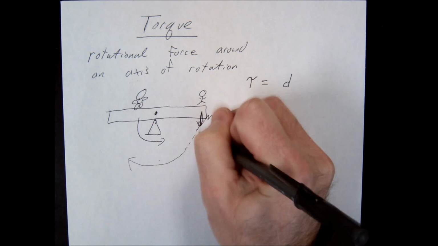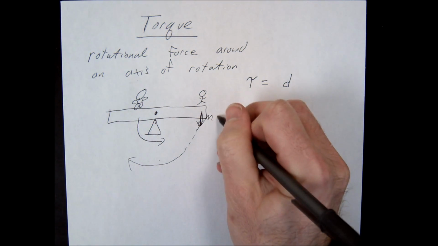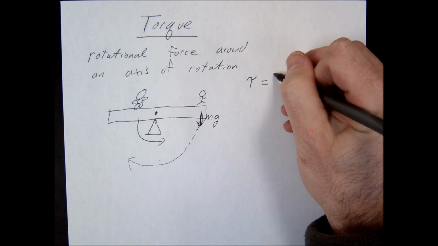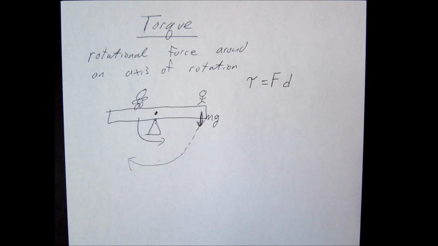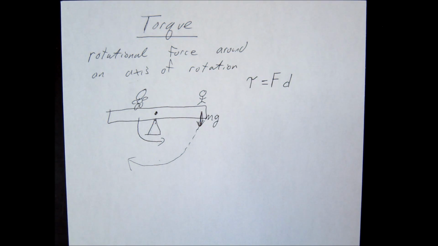And how much force would I be pushing down this way? The force of gravity, right? Or the mass times gravity. So that would be the force that I would be pushing this way. So a torque really is not the mass times distance, but the force times distance. Okay, so that's going to be our equation for torque, F times d.